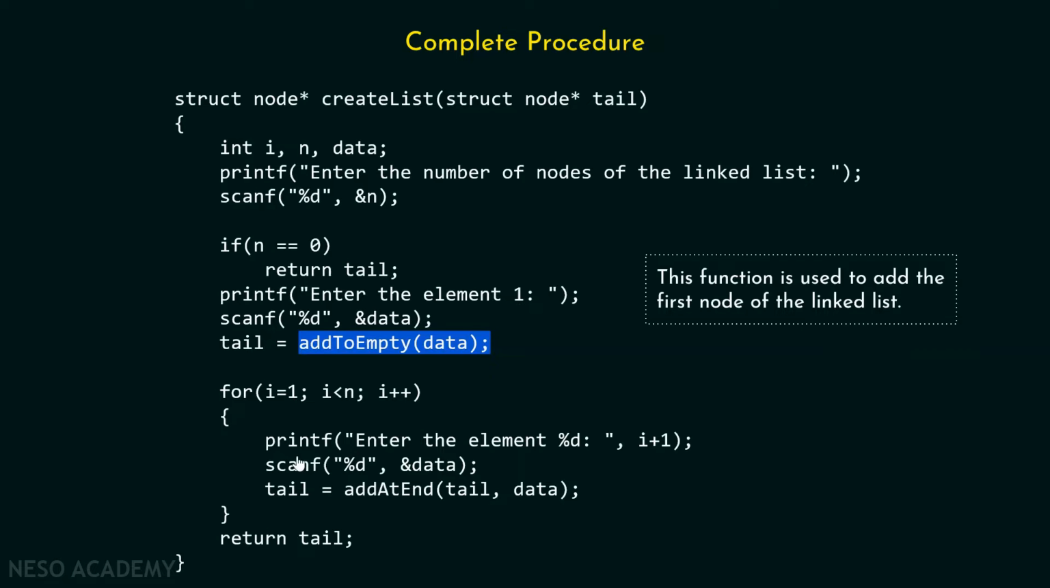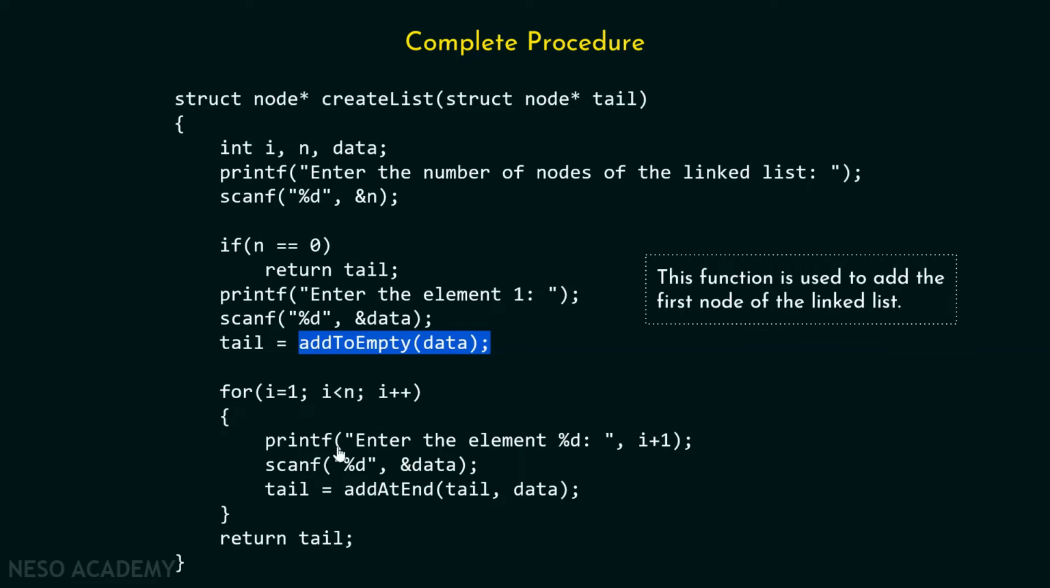Now I want to ask the user to enter the element 2 and enter the element 3, enter the element 4 and so on according to the value of n. For this purpose, this i must be initialized to 1 and i must be less than n in this case, because I want to run this loop until i becomes n. After this, if this is satisfied, then we will get inside this loop.